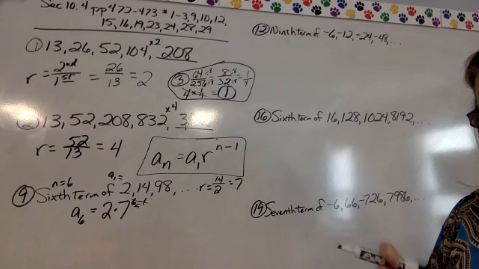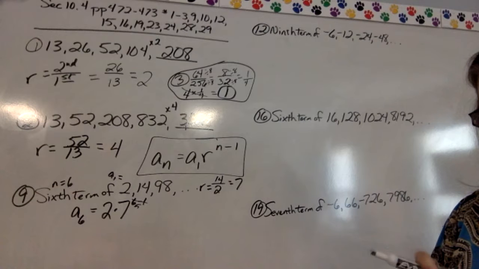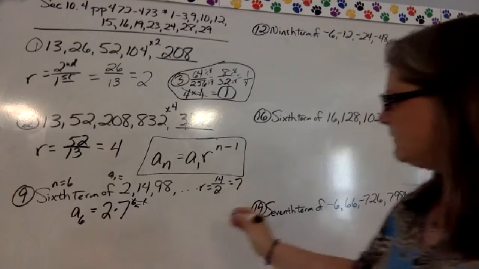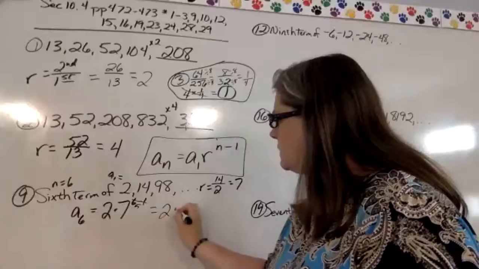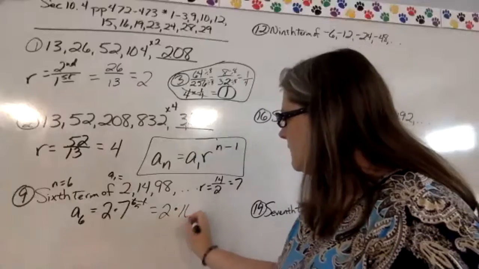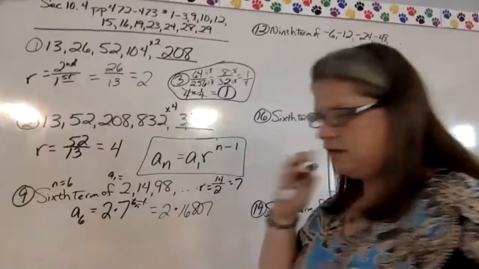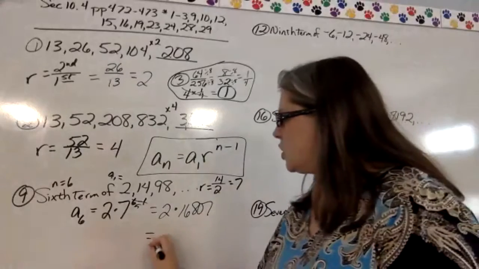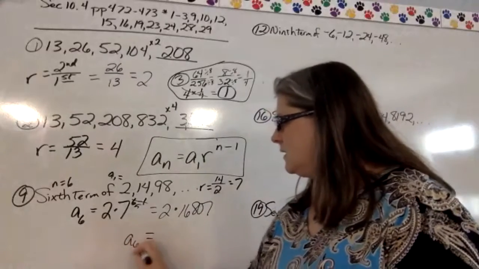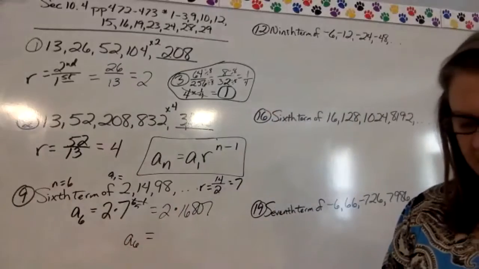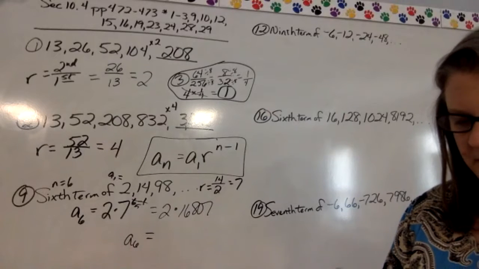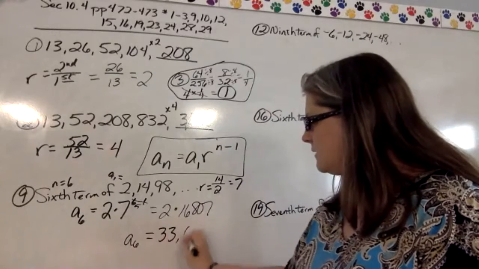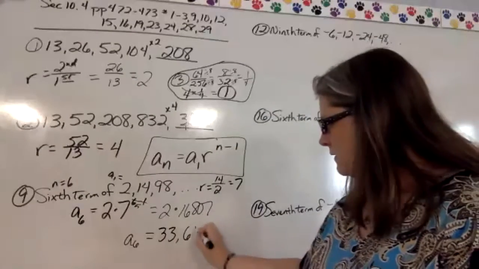16,807. That's what I got. So I have 2 times 16,807. Okay. So then my 6th term is going to be 2 times that. So it's going to be 33,614.